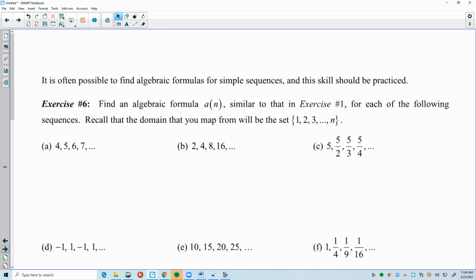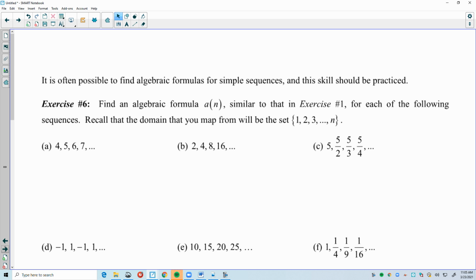Okay. So it's often possible to find algebraic formulas that are similar to what we had done in exercise 1. Recall the domain that you mapped will be the set starting at 1. Again, no zeros for this. So in other words, we are trying to find some formulas here. And again, it's always a good idea to try and look for patterns.